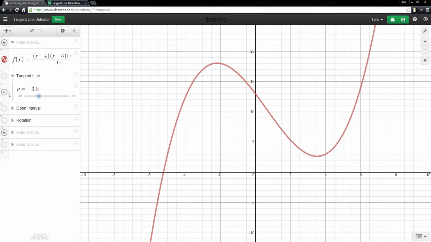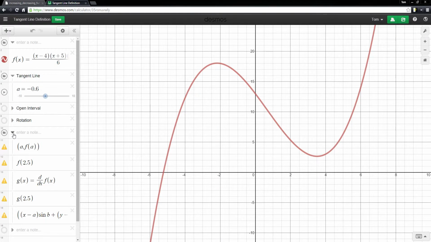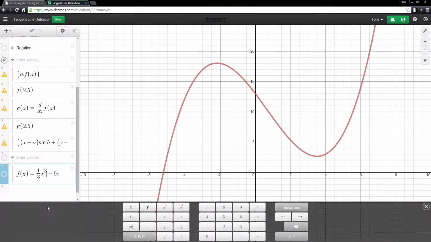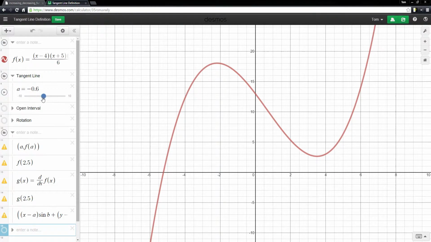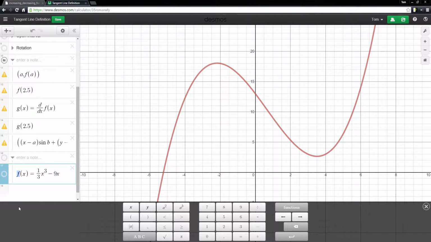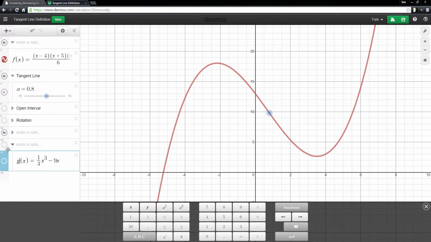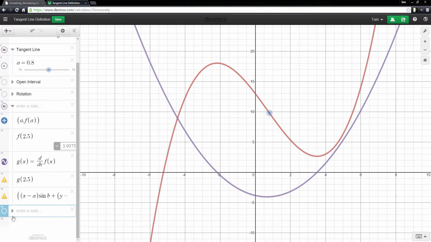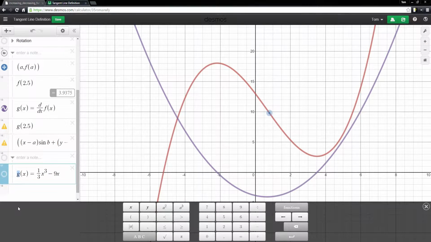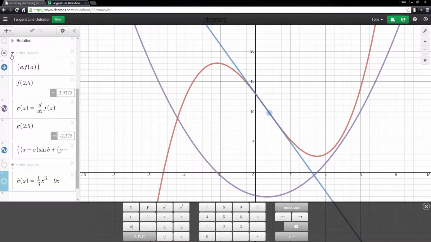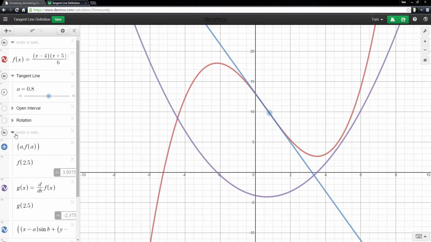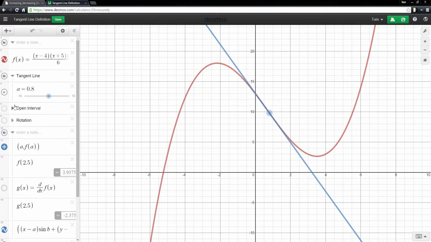Let's see if I can. No, that's not what I want here. Let's see, tangent line here. Oops. All right, I'm going to go here and change this to something else. G. All right. No, that's not going to do it either. Let's change this to H. All right, there we go. We can click something here. Okay, turn that off. All right. Sorry about that.